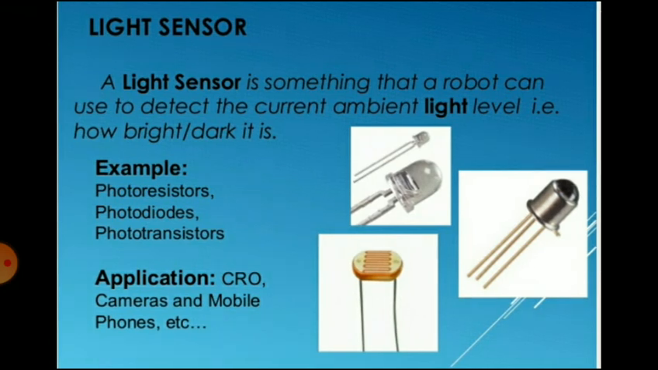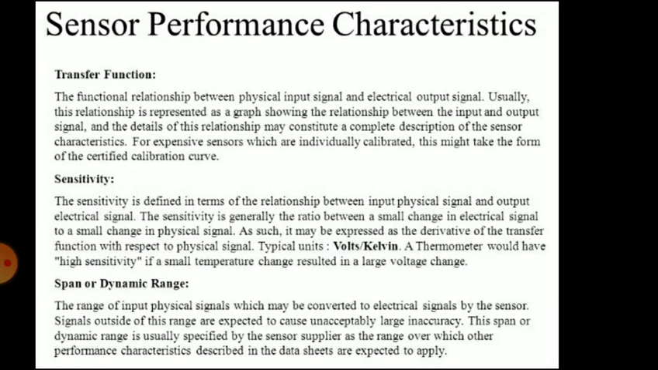Then light sensors. A light sensor is something that a robot can use to detect the current ambient light level, that is, how bright or dark it is. Examples are photoresistors, photodiodes, and phototransistors. It is used in CROs, cameras, mobile phones, etc. That is the light sensor.